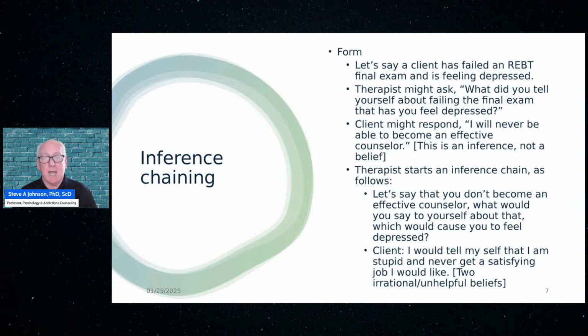So what if the client says, "I would tell myself that I'm stupid and never getting a satisfying job that I would like?" Okay. Now, this is two beliefs that are not helpful. One, I'm stupid, which is a global negative self-evaluation. The other, I'll never get a job that I like. Okay, that's a global negative evaluation there. So you see that just by forming it in the way that I did, I helped move them from the inference to the belief.